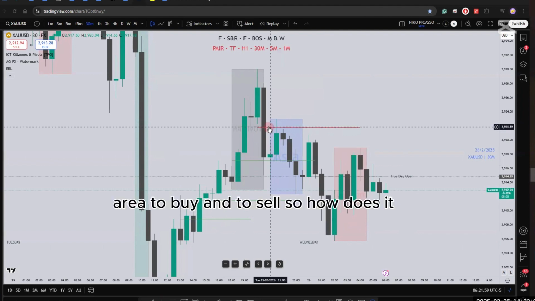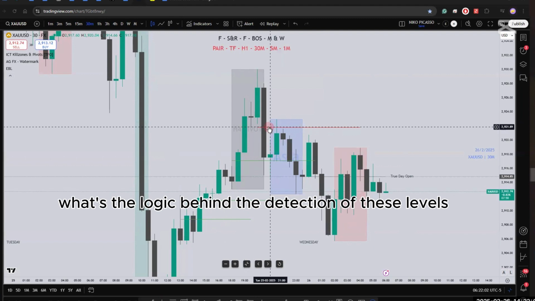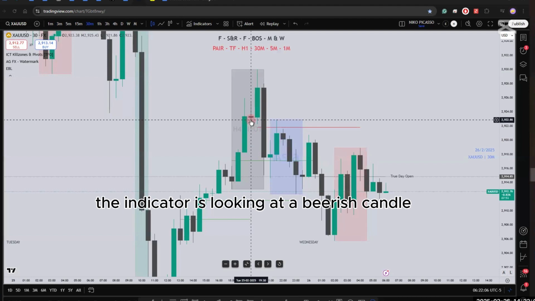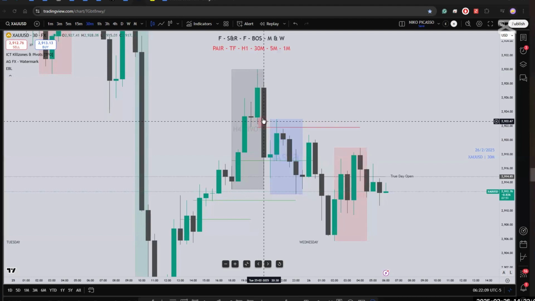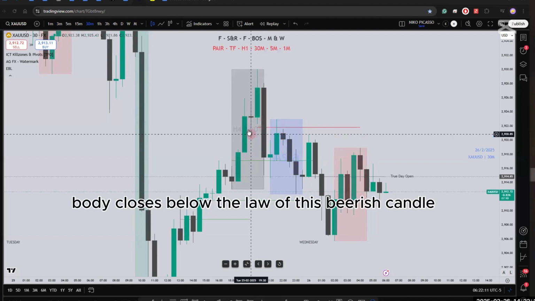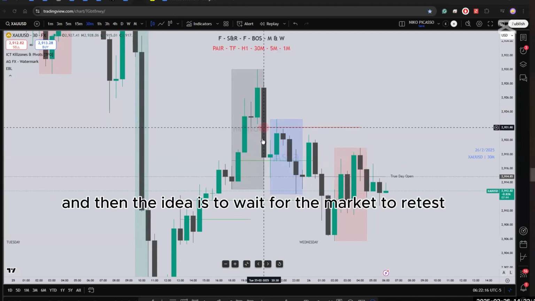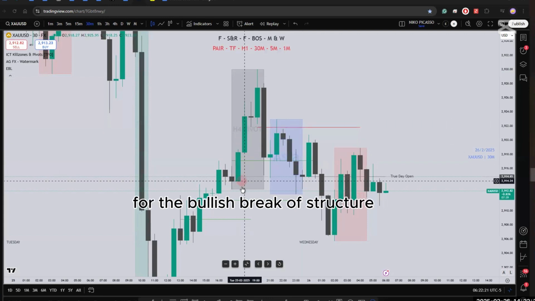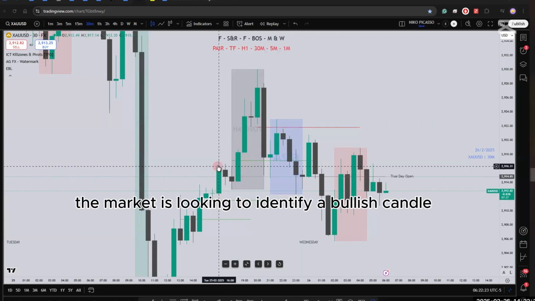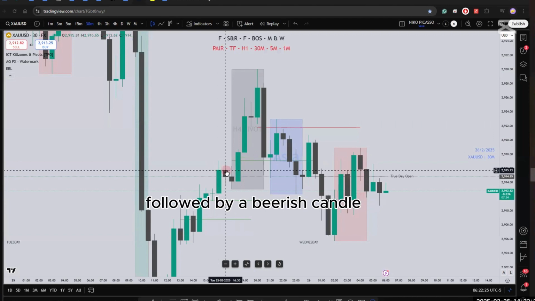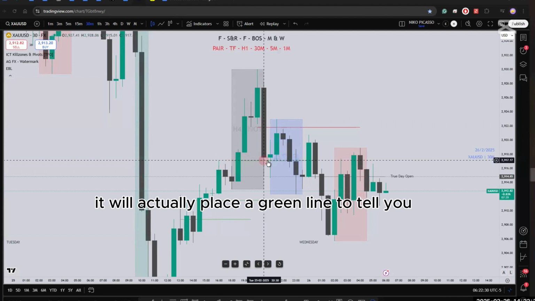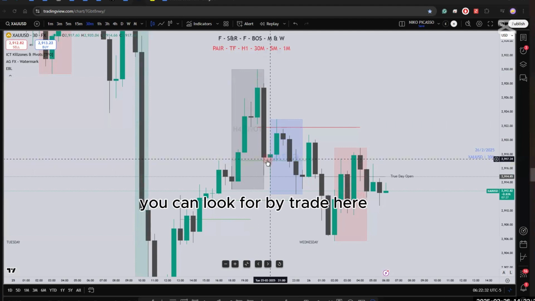So what's the logic behind the detection of these levels? To identify this level, the indicator is looking at a bearish candle followed by a bullish candle. And then when a bearish candle body closes below the low of this bearish candle, that's a fractal break of structure. And then the idea is to wait for the market to retest and to sell. Vice versa, for the bullish break of structure, the indicator looks to identify a bullish candle followed by a bearish candle. And then when a bullish candle body closes above the high of the bullish candle, it will place a green line to tell you you can look for a buy trade here.